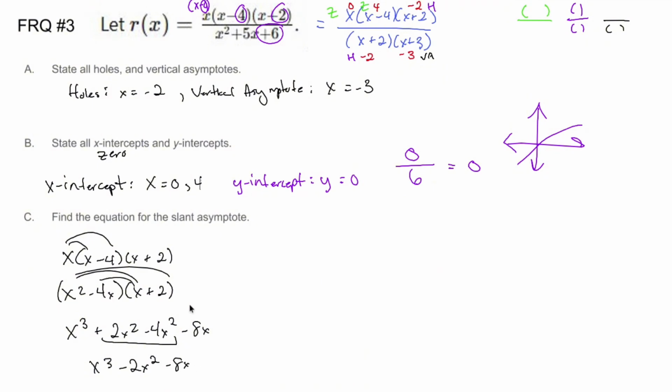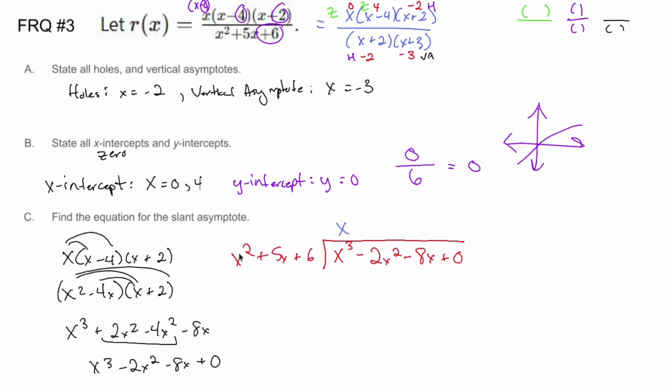Now since we're going to do polynomial long division, I'm going to attach a plus 0 at the end because it makes it look pretty. So let's set this up. Underneath the division symbol, we have x cubed minus 2x squared minus 8x plus 0, and outside, x squared plus 5x plus 6. Then we do a little bit of polynomial long division. X squared times what is x cubed? X squared times x is x cubed.